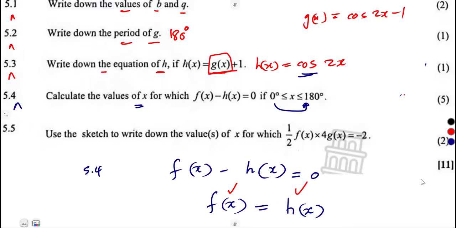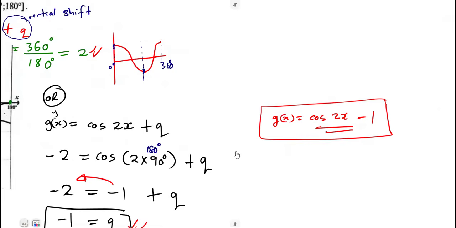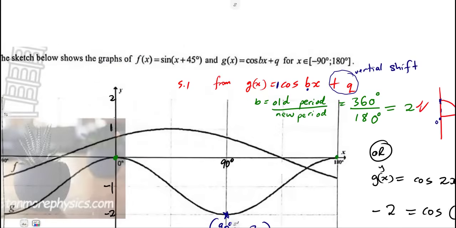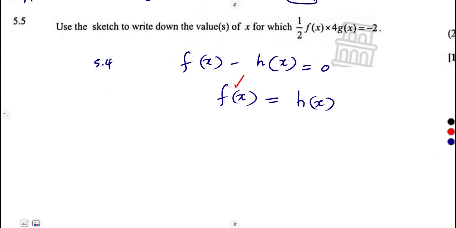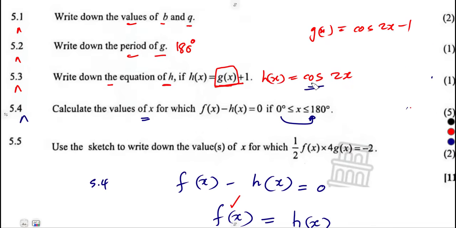When you are given something like this, you know that I just take my f of x as it is. This is our f of x as it is. You take it, sine of x plus 45. You take it because they are saying these two are equal. Sine of x plus 45 degrees must be exactly equal to the hx. And hx is what? Cos 2x.